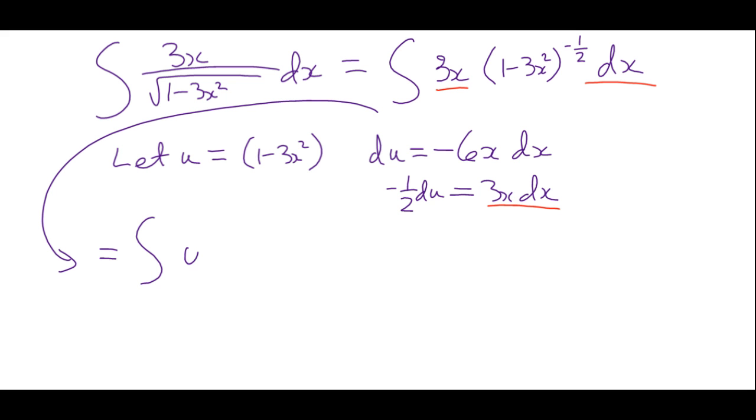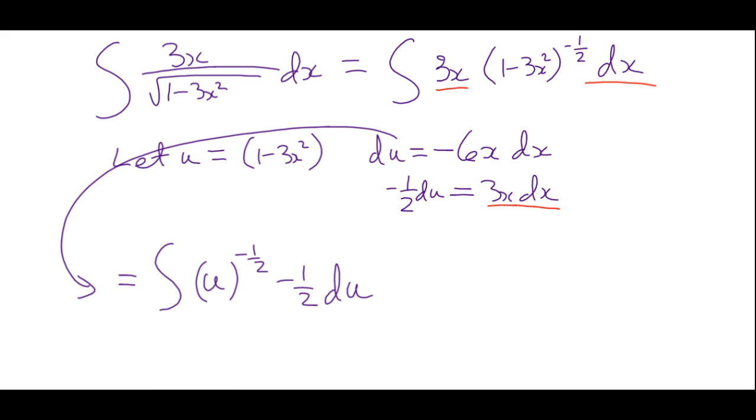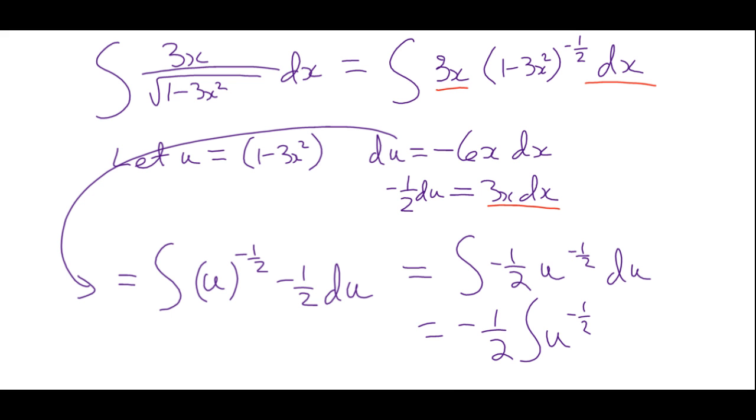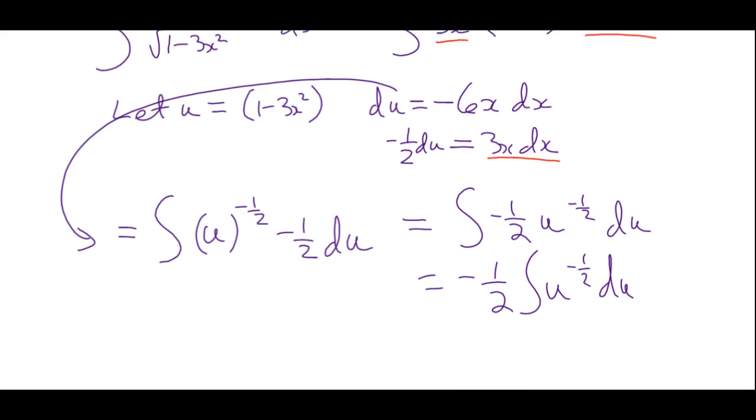Okay, so we've got u to the negative 1/2, and we've got negative 1/2 du. So we can pull the negative 1/2 out front if we want. You could leave it. Well, I guess we can't just isolate it. So we could have written negative 1/2 u to the negative 1/2 du, or we can go negative 1/2 integral u to the negative 1/2 du.